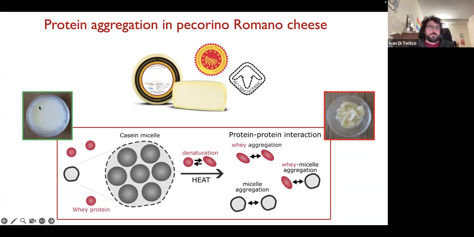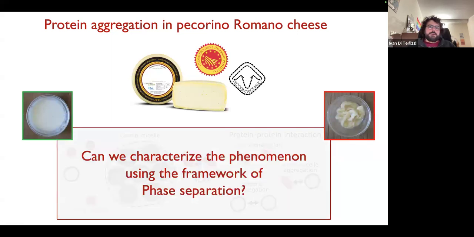So in the context of cacio e pepe sauce, you go from a state where the caseins are able to keep the phase homogeneous to something where you get two different phases. In the place where I work, people have been working on this phenomenon quite a bit. It's called phase separation. And so our idea was to try to characterize this by using this framework of phase separation.